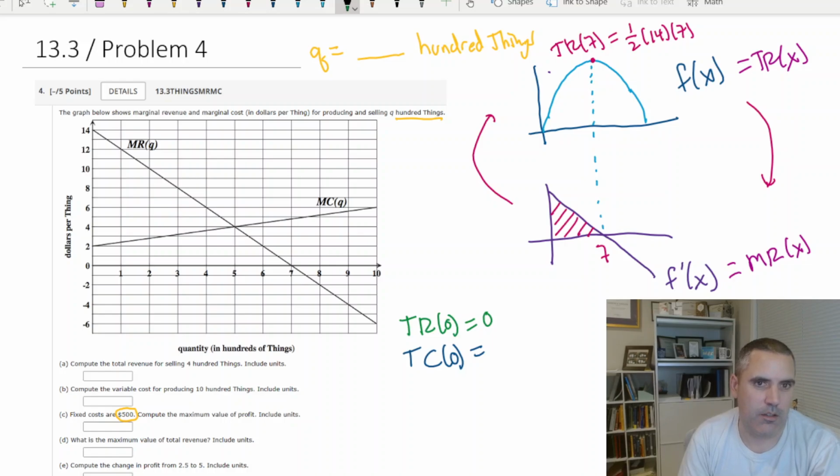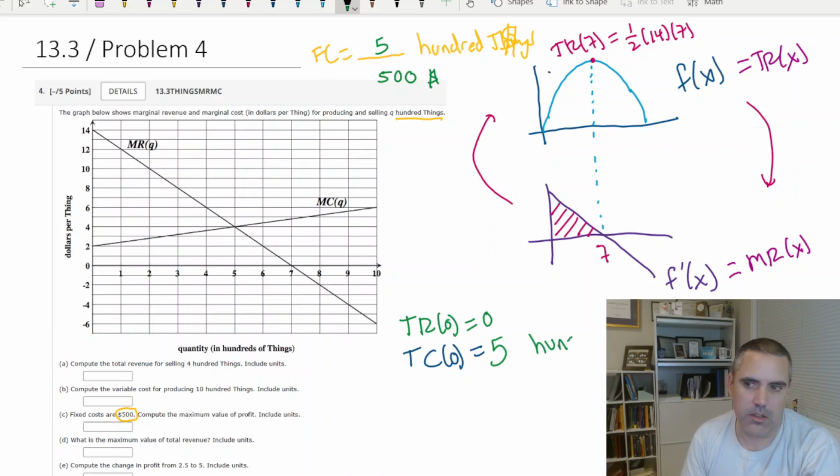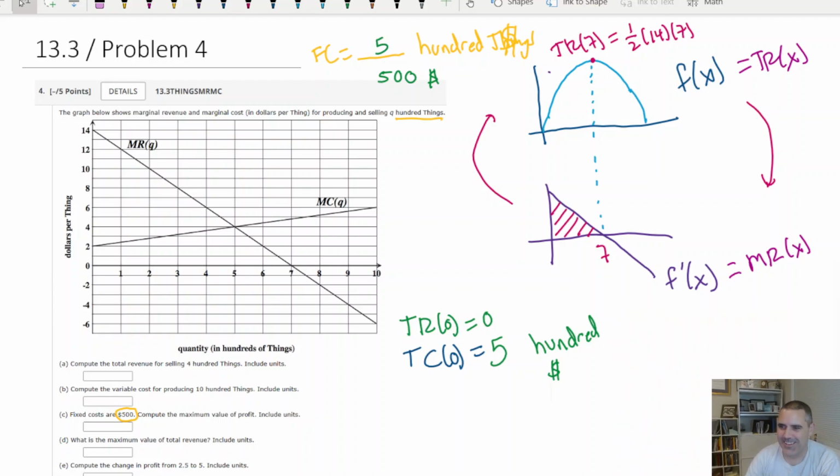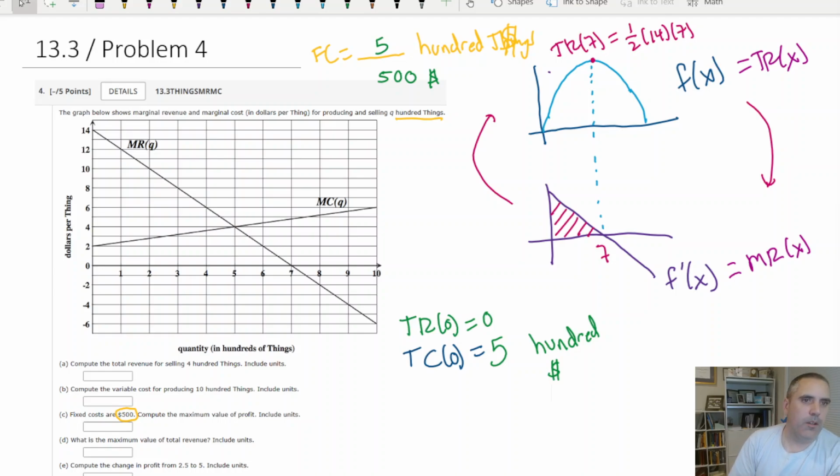If somebody says in units of $100 and then they tell you the fixed cost is $500, you'd put a 5 here. In this case, they're telling you this is 5. It's just because the units are $100. Let me make my head a little smaller. Big fat head. Okay, so there we go.